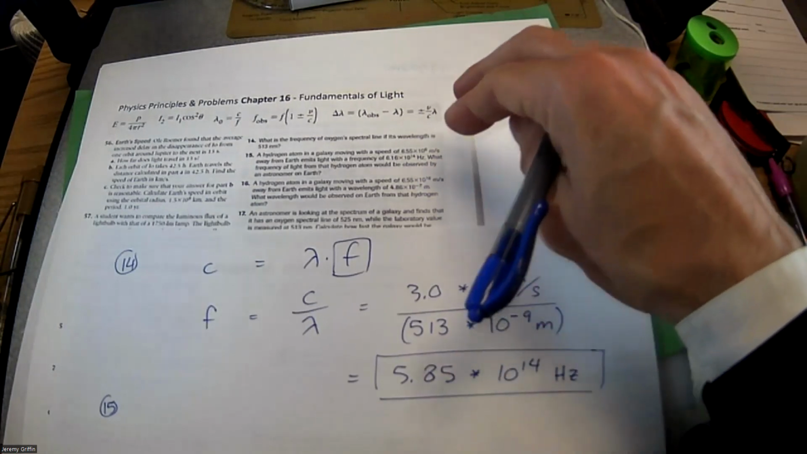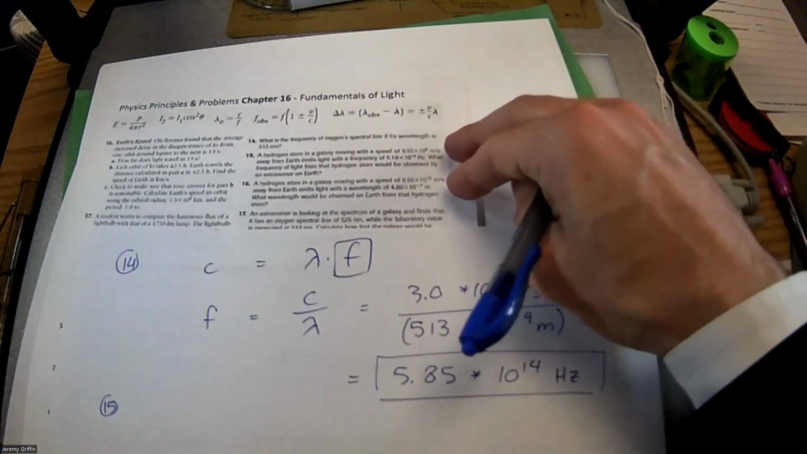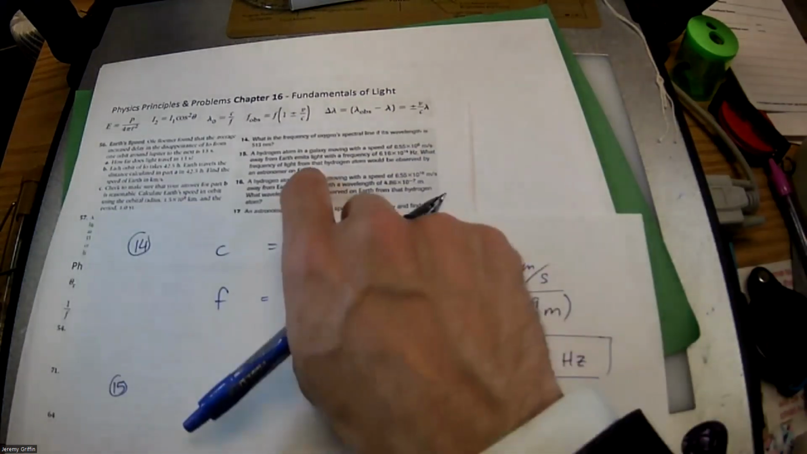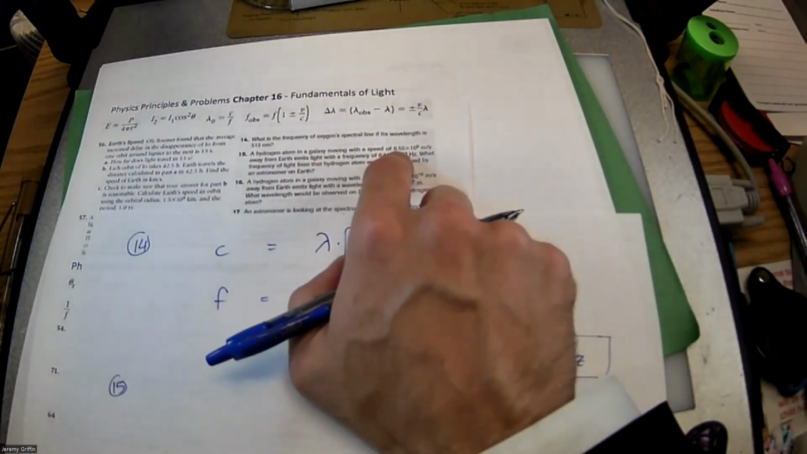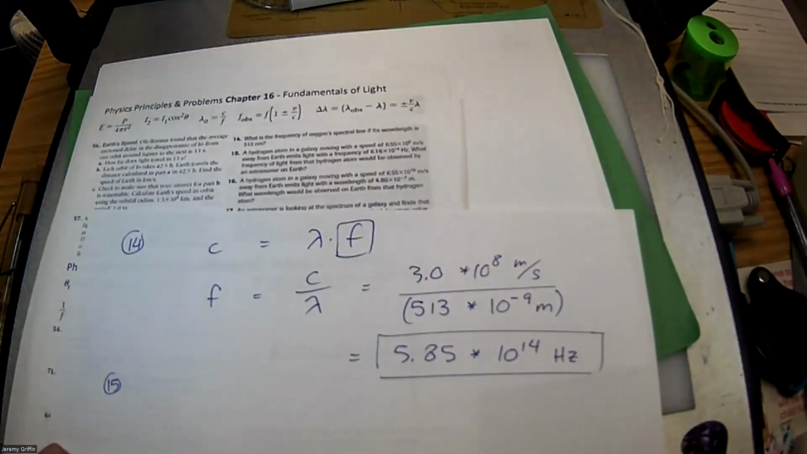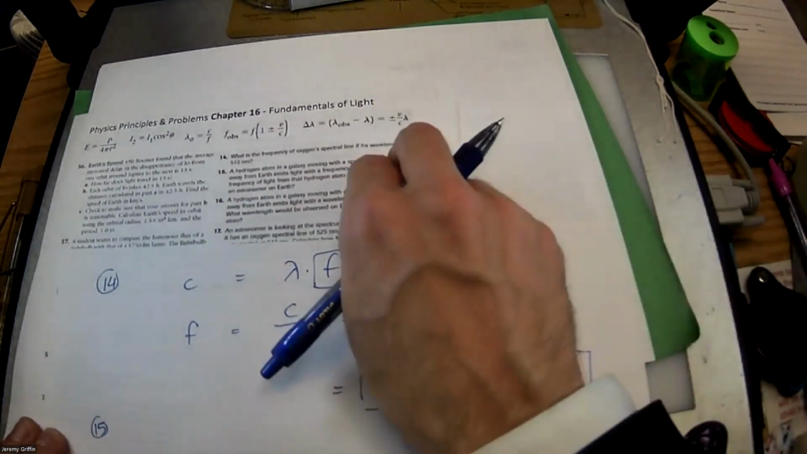For number 15, by the way, if you ramp ahead a little bit, number 15 and number 16 look really similar to each other. Really similar terms here. Got hydrogen atom in a galaxy moving with the speed of 6 point something times 10 to the 6 meters per second. Now pause right there, because let's put this in context.